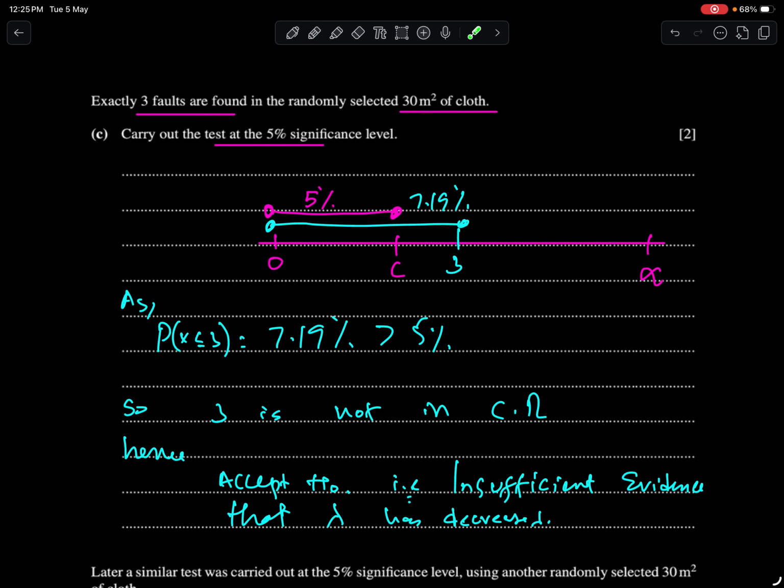Okay, we have to perform the testing. 3 faults. Since X less than or equal to 3 has this probability, which is greater than 5%, 3 is not in the critical region, so accept H0 and conclude in context: insufficient evidence that lambda has decreased.